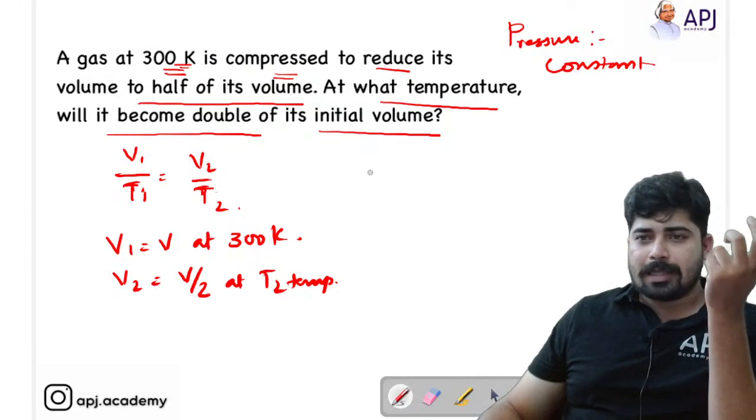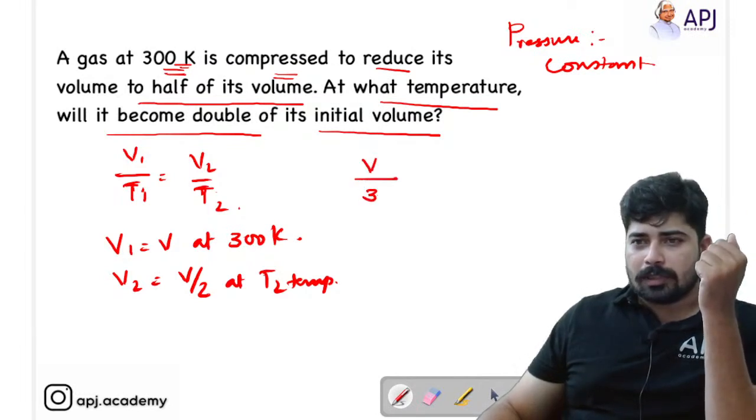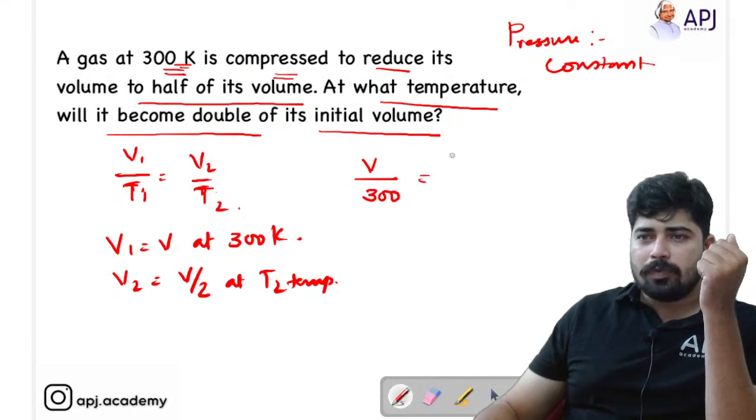This is what it has meant, and I have taken it in the reverse order. Now let's apply it. V1 is equal to V and T1 is equal to 300. That is equal to V2 is what?